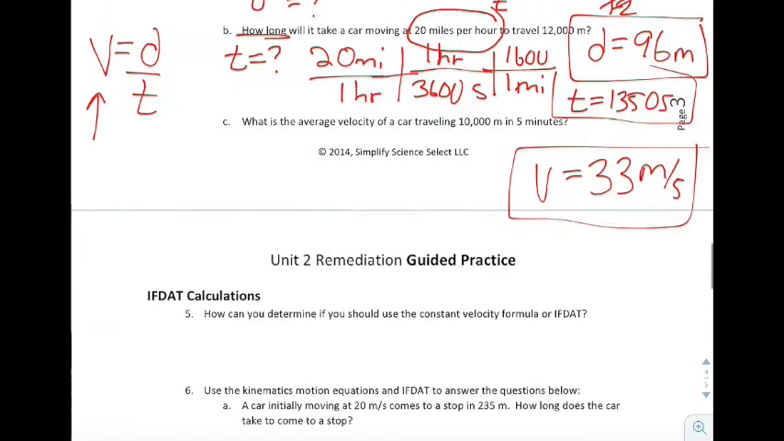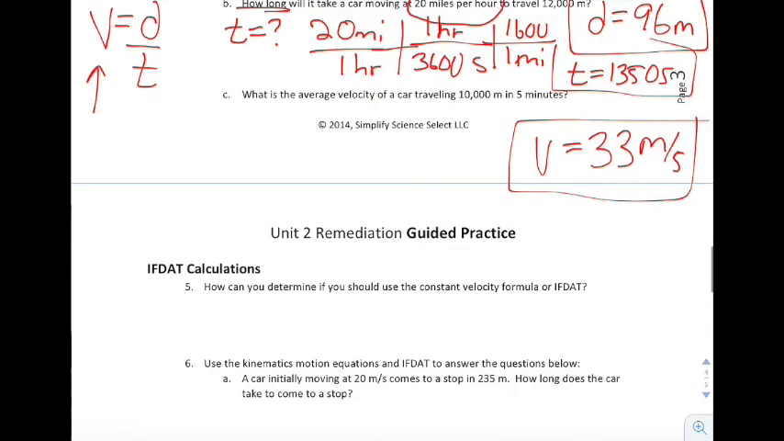Next, we have IF-THAT calculations. Now, IF-THAT calculations refer to the initial velocity, final velocity, displacement, acceleration, and time. It's just a nifty little acronym showing you all the variables that are associated with accelerated motion. So it says, how can you determine if you should use the constant velocity formula or IF-THAT?